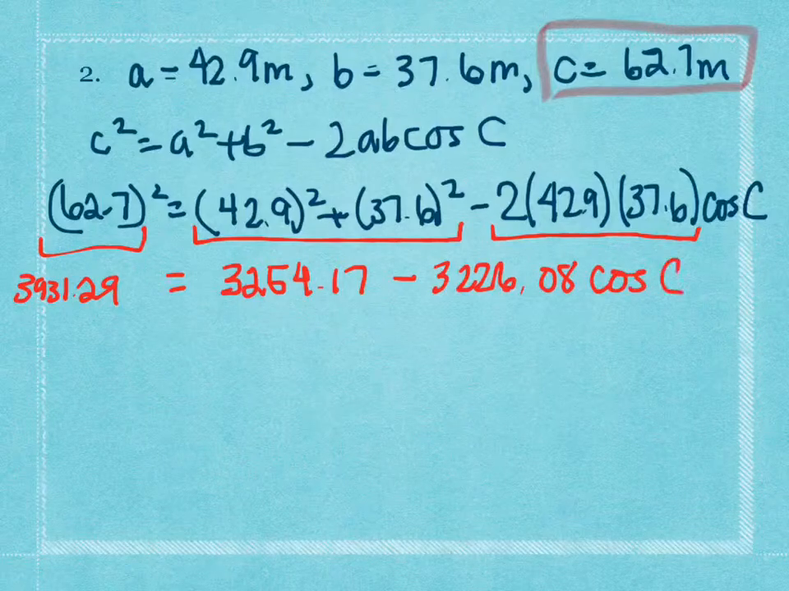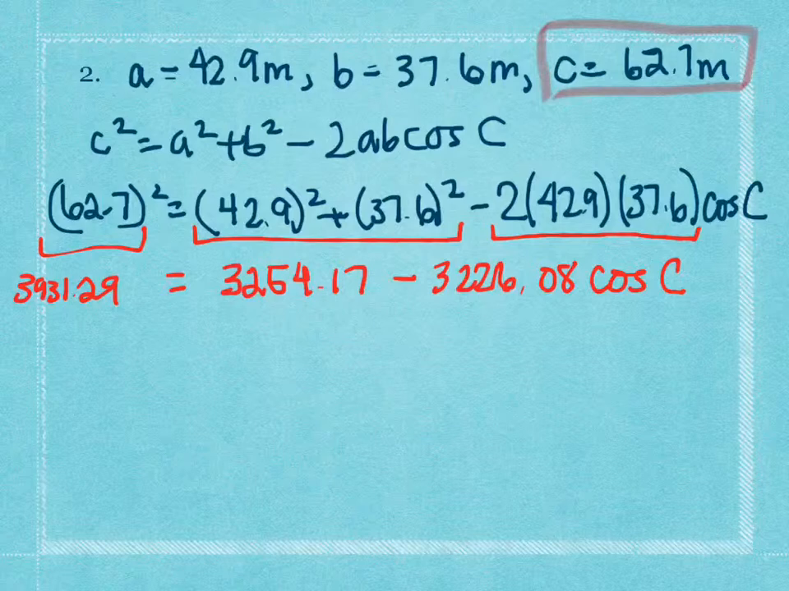And that is times cosine C, right? Okay, the reason I had you do that is not because you have to necessarily do it in this many steps, but because what I want to point out to you is a common error that I imagine several of you would make. Some of your math backgrounds with algebra are a little weaker than others. What you can't do is combine the 3254.17 and the 3226.08 on the right-hand side. I can't just subtract those and then continue with the problem.